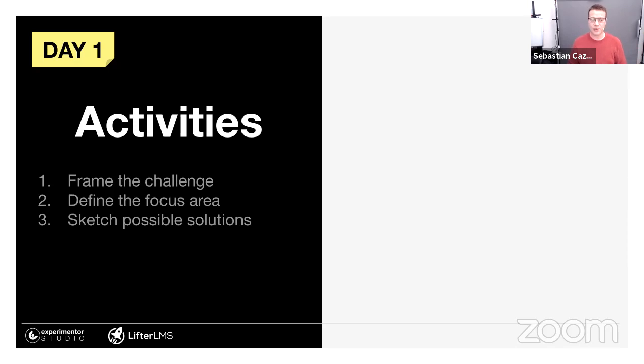They're facing a challenge in learning something new. The second step would be to define a focus area. We cannot cover everything. We cannot solve or address all the problems, all the challenges. We need to be very focused and to choose a focus area. That's the purpose of the second exercise. And the third one gives us the possibility to sketch possible solutions. Not only one, not two, as many as we can, depending on the team size, because we want to have the opportunity to choose from multiple solutions. But for day 1, just think in terms of creating multiple solutions.